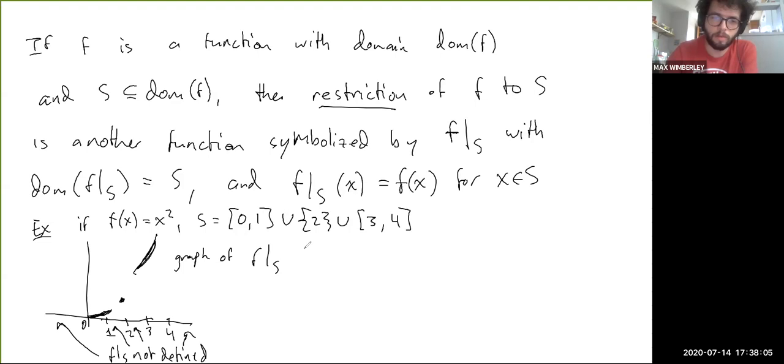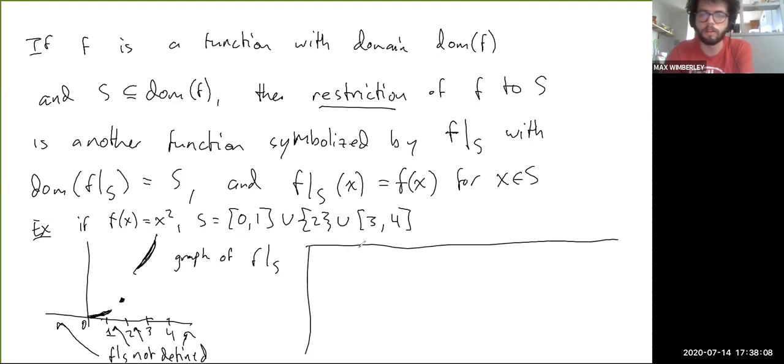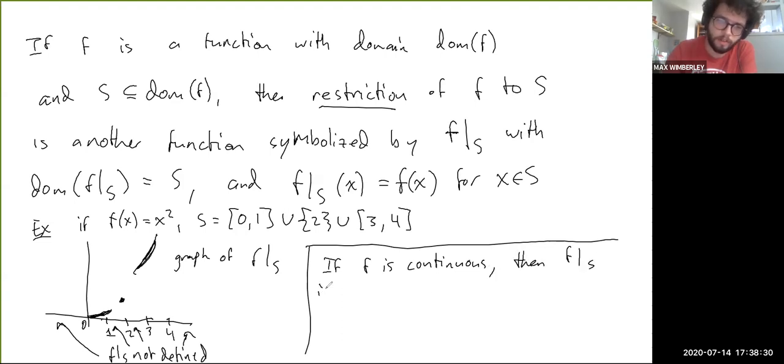So a really weird thing about this, and this is what I was trying to allude to with the example, or the lecture question about a function f whose domain is the natural numbers, is that if f is continuous, then f restricted to S is continuous. When we just say continuous, we mean on the whole domain. So if f is continuous on its whole domain, then the restriction is continuous on the whole domain of the restriction, which is just S.